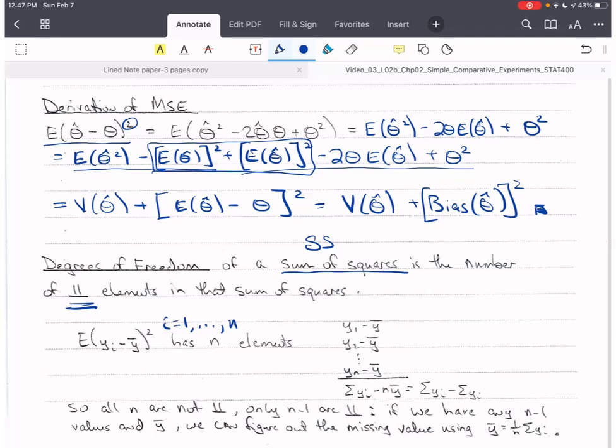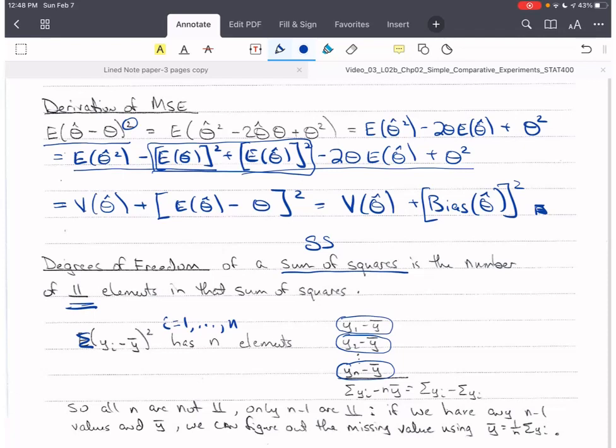I actually wrote this wrong. This is supposed to be a summation. I apologize for that. So we have the sum of yi minus y bar squared. And so for this, we have the first term, y1 minus y bar, then the second term, y2 minus y bar, and so forth until we get to yn minus y bar.